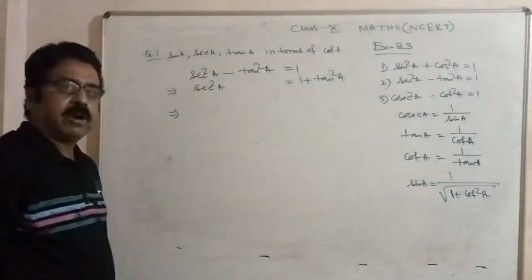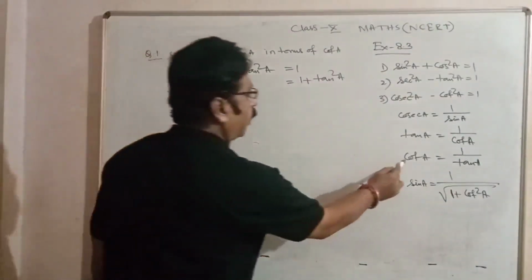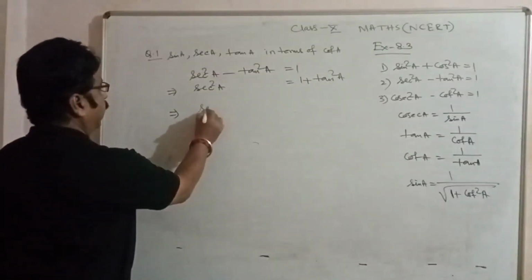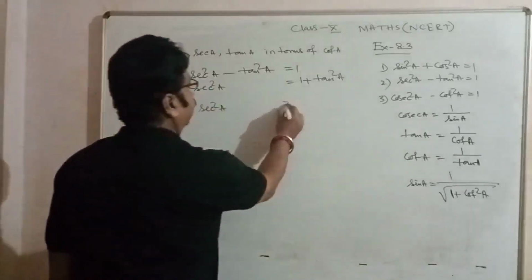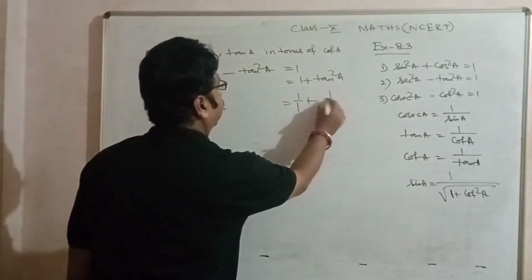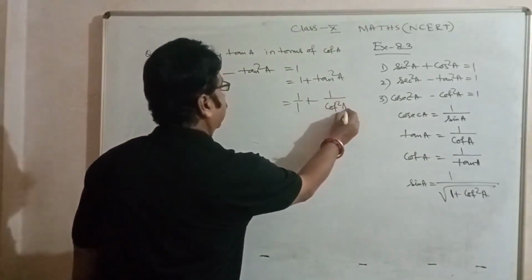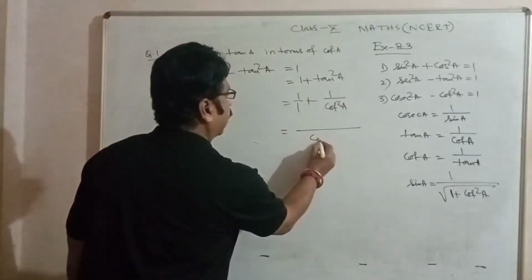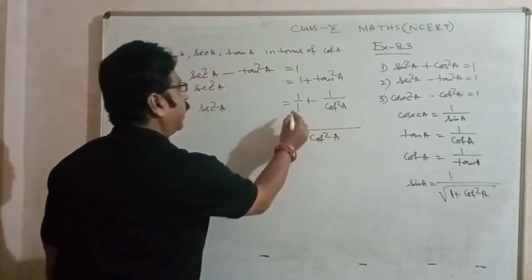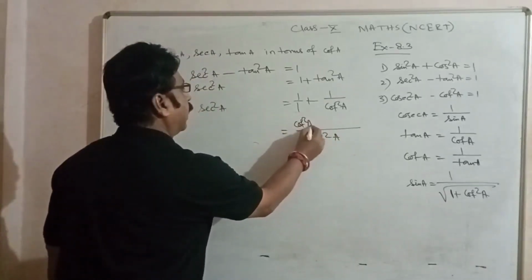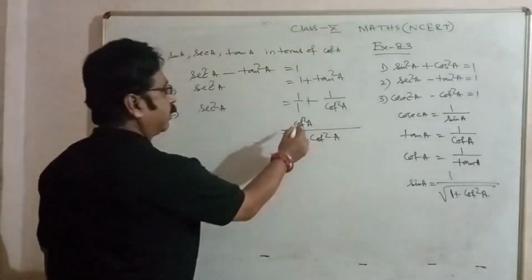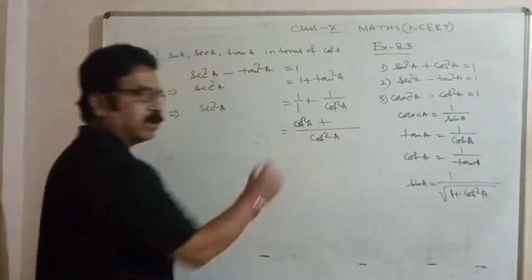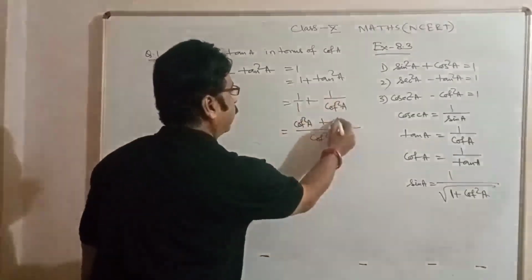Tan A we have to convert into cot A. Cot A means 1 upon tan A, or tan A means 1 upon cot A. So sec square A equals to 1 plus 1 upon cot square A. Fractional addition, we can write cot square A, 1 into cot square A is cot square A. That cot square A into numerator 1 is cot square A. That 1 into 1 is 1.